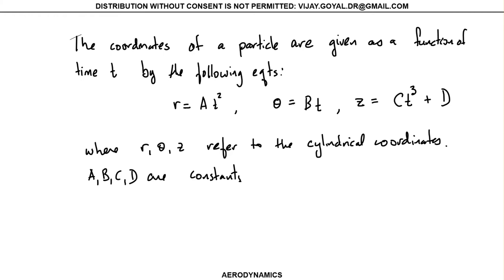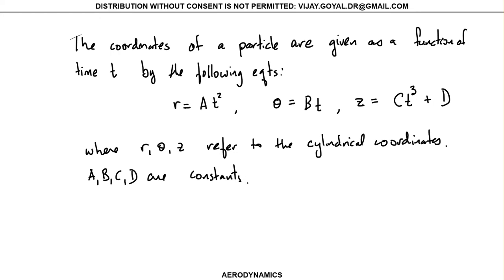The problem says that the coordinates of a particle are given as a function of time by the following equations. You have r equal to a times t squared. Theta, this is t, by the way, time. And then theta is equal to b times t, z is equal to c times t cubed plus d. R, theta, and z are expressed in cylindrical coordinates, and a, b, c, d are constants. We want to find all the components that we are looking for.